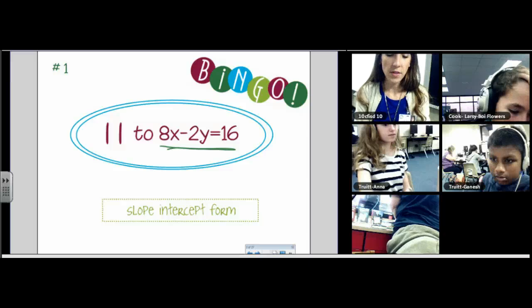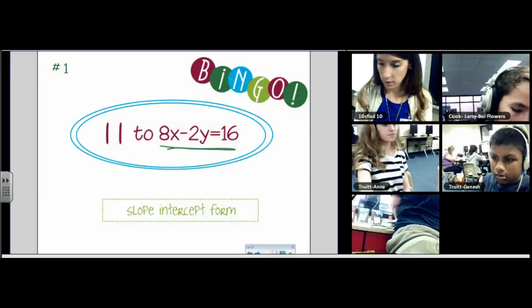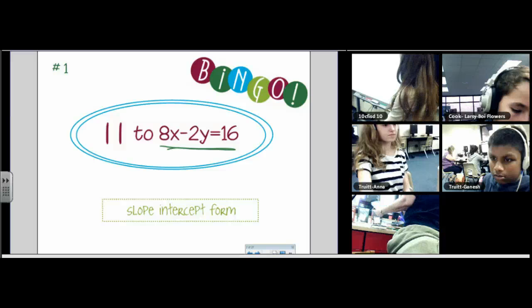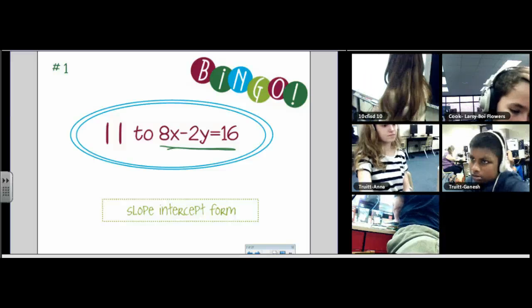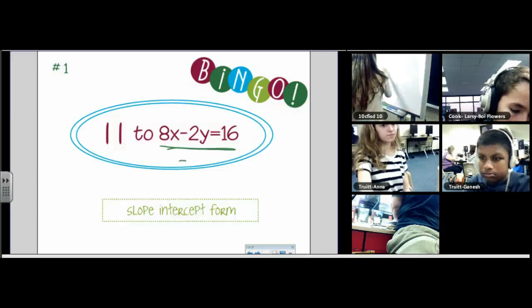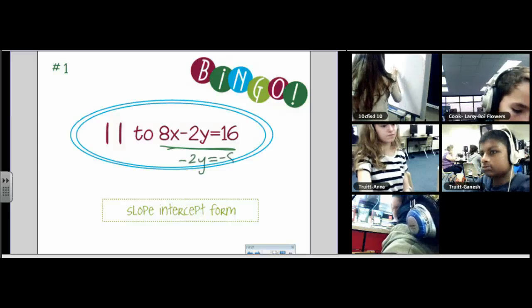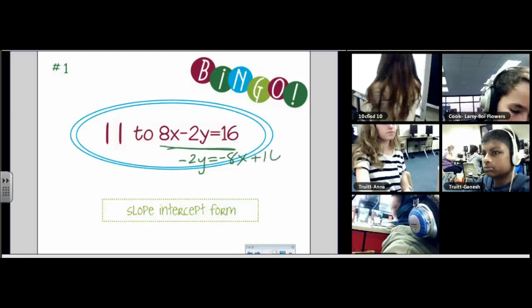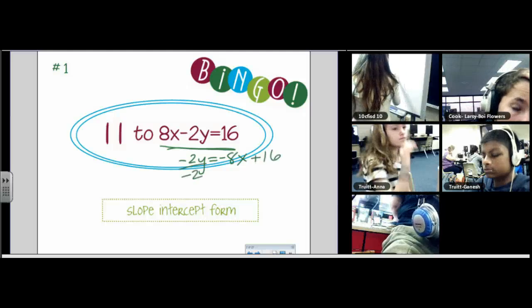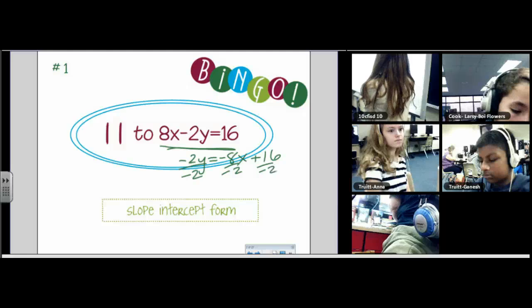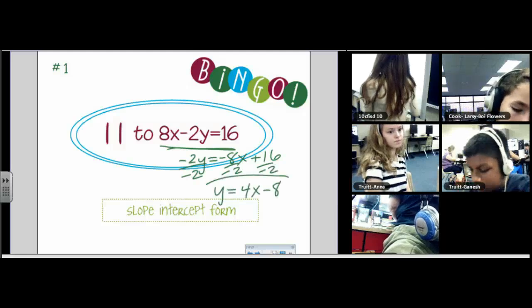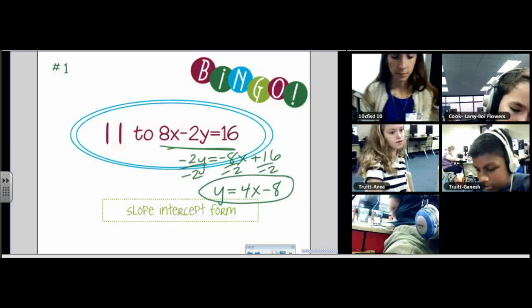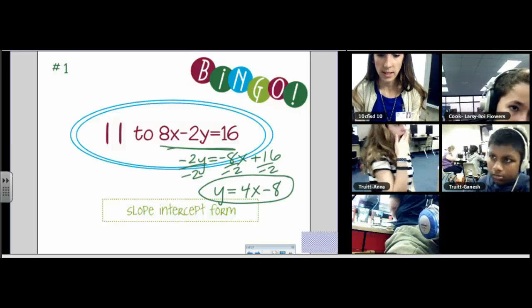So we never put the letter x with our slope. So we need to solve for y. We can't find the slope until we solve for y. So what I would do first is I would do negative 2y equals negative 8x plus 16. And then we would divide everything by negative 2. So y equals 4x minus 8. So Adriel, what's the slope of that line? 4. 4 is the slope of that line.